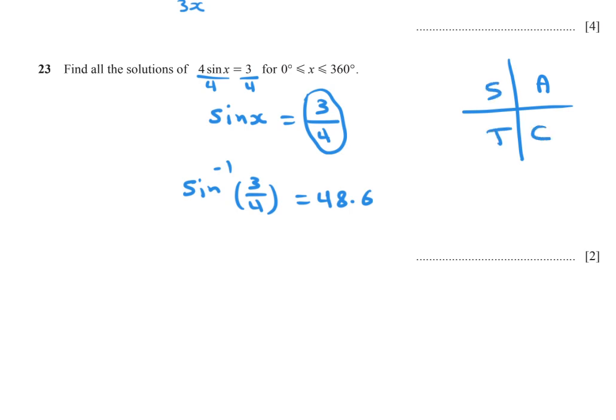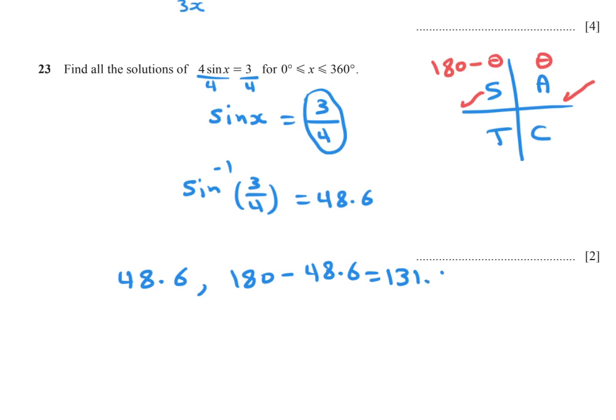From the ASTC rule, sine is positive in the first quadrant or the second quadrant. So theta, which is 48.6, and 180 minus theta. So the two solutions for this equation, 48.6 and 180 minus 48.6 equals 131.4. So the two solutions, 48.6 and 131.4.